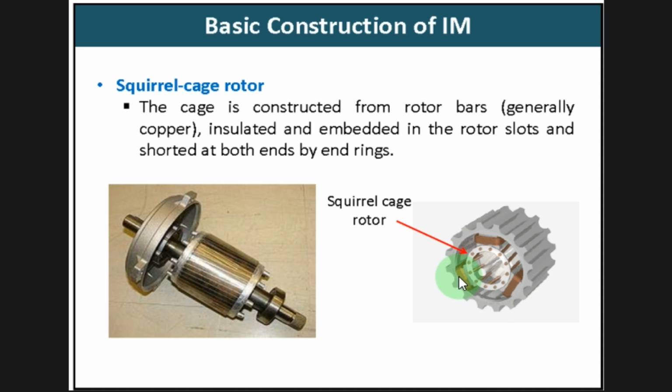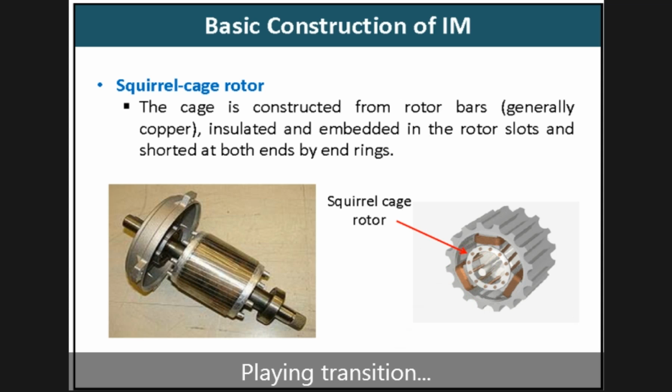Inside this, here you can see the squirrel cage rotor, and here you can see the copper conductors. These conductors are short circuited through this end ring, and at the bottom as well these bars are connected, so actually they are short circuited.